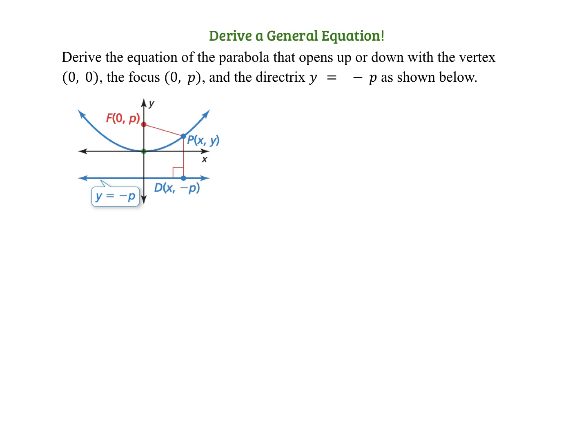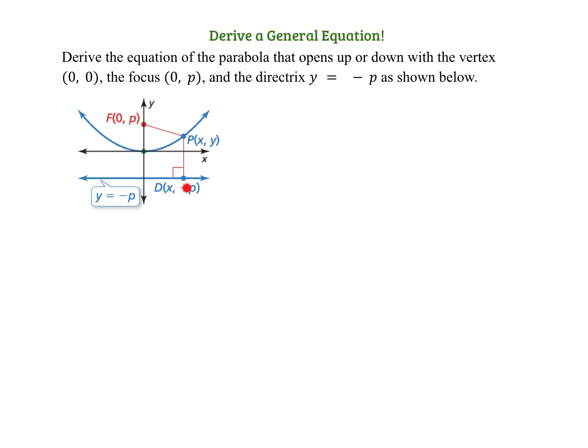So before we actually look at these general equations, we're going to see if we can actually derive our own equation of an upward or downward facing parabola. For this one, we're going to say that the vertex is at the origin, is at 0, 0. Our focus is right here. We're going to call this coordinate 0, p, so p can be any value. We're going to work with some coordinate on our parabola, which we'll just call x, y. And then we will call our directrix the line y equals negative p.